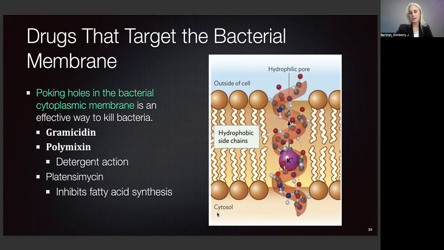We also have some other antibiotics that prevent fatty acid synthesis because that's what these lipids are. Lipids are fat. So if we prevent their synthesis, then we don't make more lipids. And as a cell divides, it's going to need more lipids for the membrane. Okay.